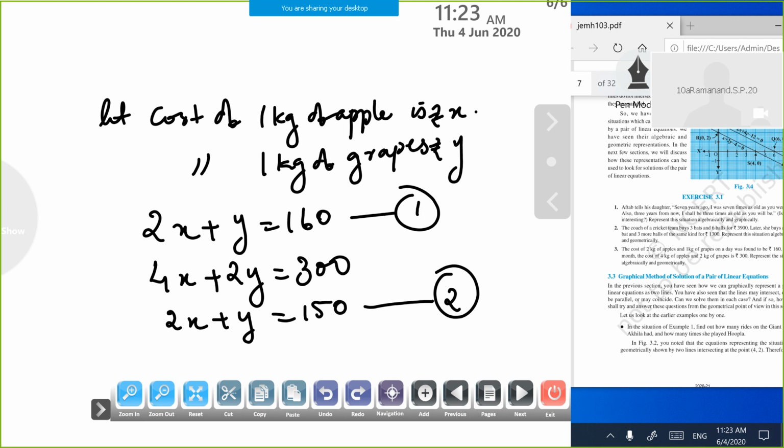Draw the graph of this situation. That is also homework. First situation, 2x plus y equal to 160. Second situation, 2x plus y is equal to 150. Then the graph is homework. Okay.